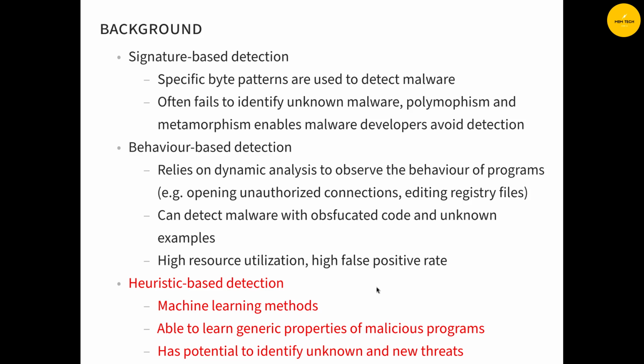Another thing that you could look to either replace or add to these methods is heuristic-based detection. That would be something like a machine learning method, which would learn more generic properties of malicious programs and how they differ from benign programs that you don't want to detect. This has the potential to identify threats you haven't seen before, and new threats, because you're learning a more generic way of understanding what malware is.